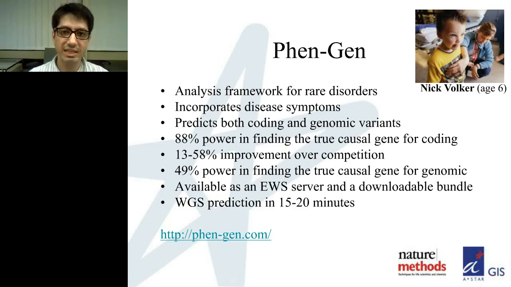Today, I will be presenting Phen-Gen, a computational method that we have recently developed at Genome Institute of Singapore to analyze rare disorders. A key strength of Phen-Gen is that it integrates phenotype, or the patient's symptoms, along with the genotype, which is patient sequencing data, in implicating what is the most likely causal gene for this person's condition. Another strength of Phen-Gen is that it works both with coding variants and it also looks at genomic variants.